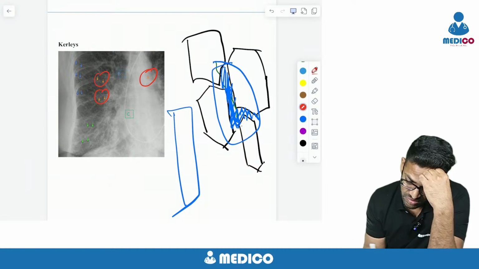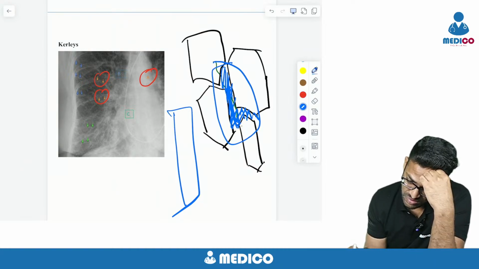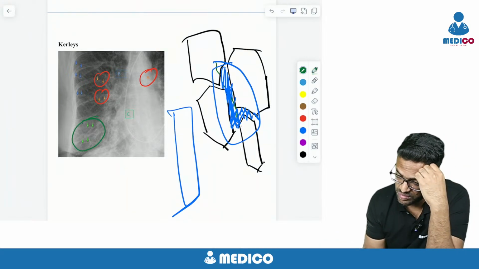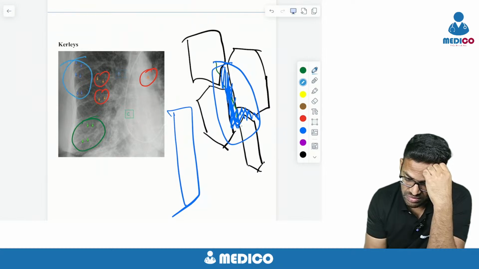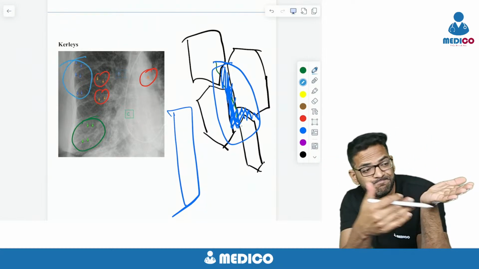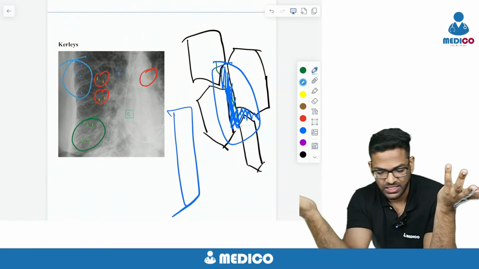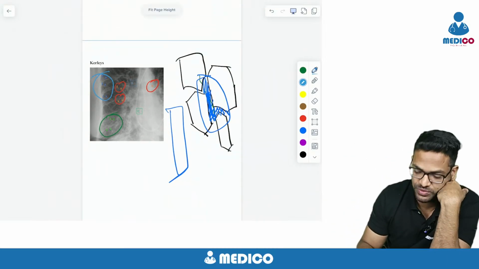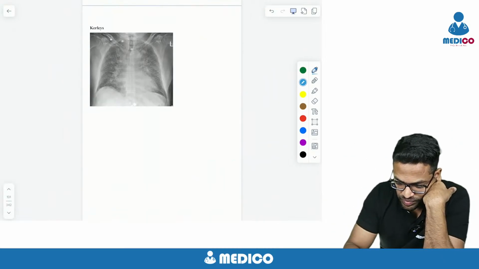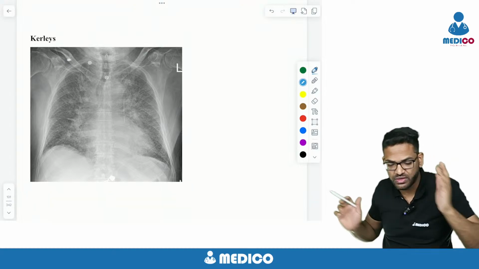C will be in between, which doesn't reach the pleura, and B will be perpendicular to the pleura. That's about it. Curly is over. So now this is a typical radiograph with curly sign.